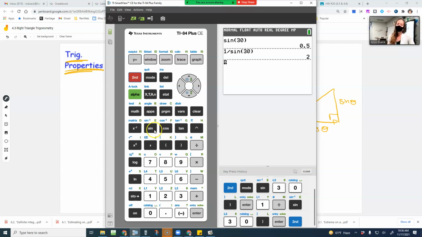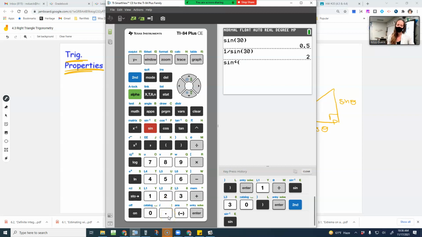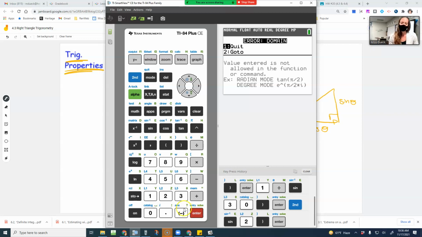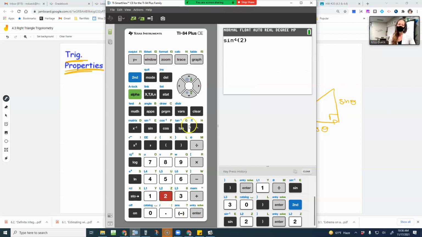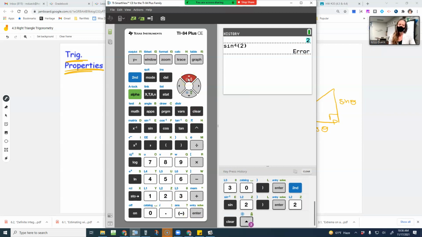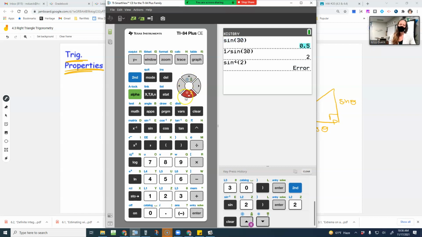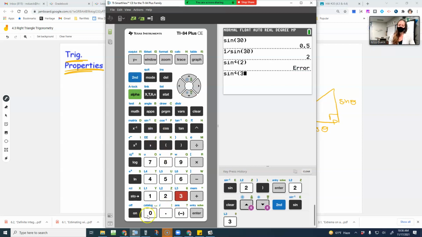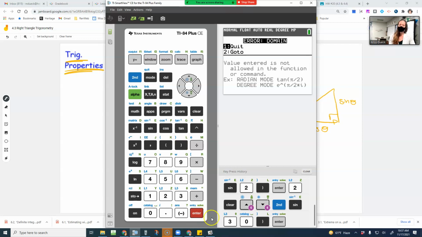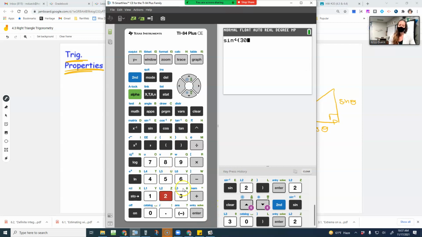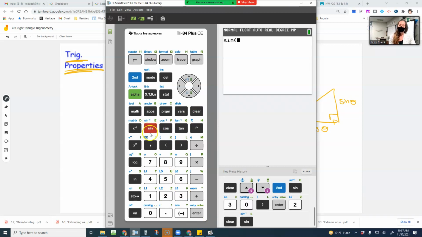So what does this button do? It makes it an error. Value is not right. It does not help. But wait a minute, it didn't let me. Oh, because I was supposed to put sine inverse of 30, right? Oh, my bad. Cosecant, no. You can't put the negative one. Yes, once again, syntax error.